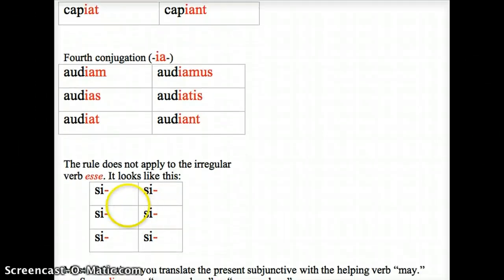To be. The rule doesn't apply for the verb to be. What happens in to be is we have a stem that's si. So in the first person singular, instead of sum, it's going to be sim. And then you're going to have the same stem throughout. So this is simply to be memorized. Sim, sis, sit, simus, sitis, sint. Sim, sis, sit, simus, sitis, sint.